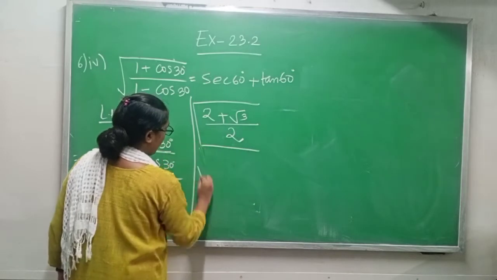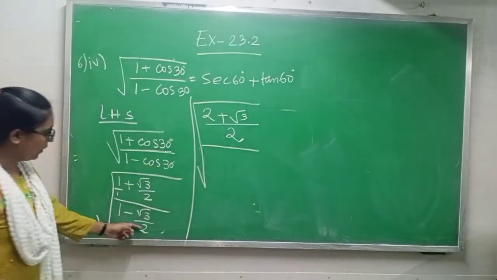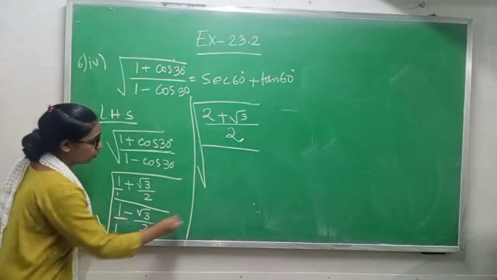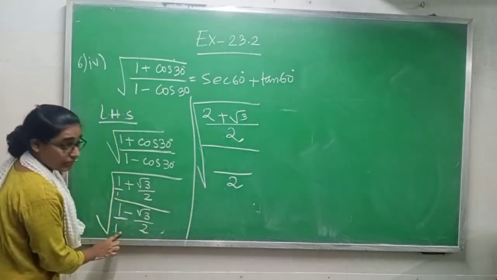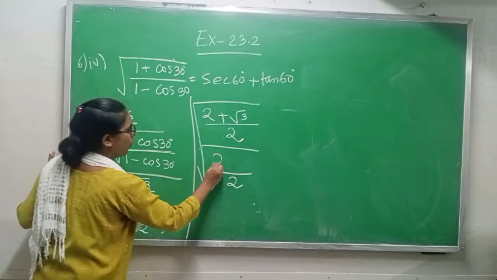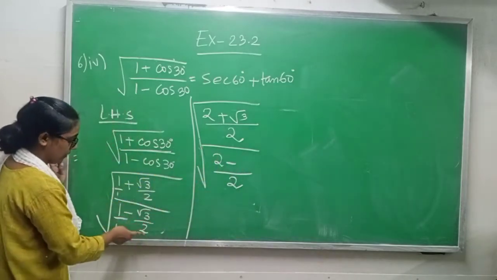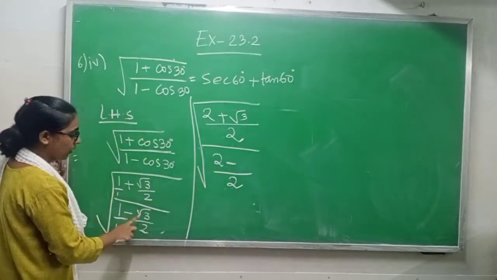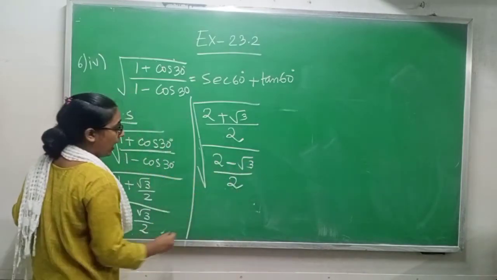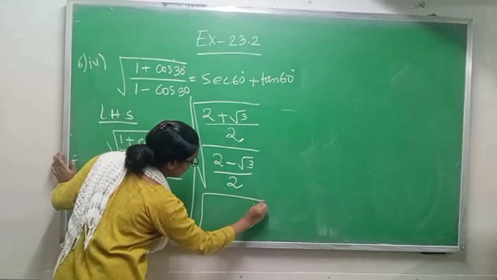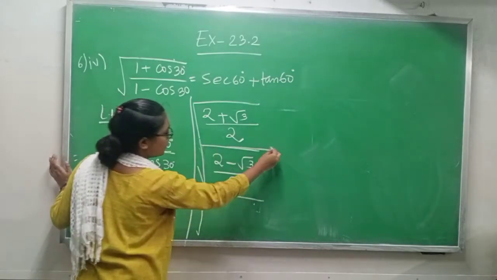Again, on the division side, when you take the LCM of 1 and 2, you will get LCM 2 only. 2 divided by 1 is 2, 2 into 1 is 2. I think you know how to take LCM. 2 divided by 2 is 1, 1 into root 3 is root 3. Okay. Now after that, what you will do, you have to take the reciprocal of this one, because this one is a division sign.